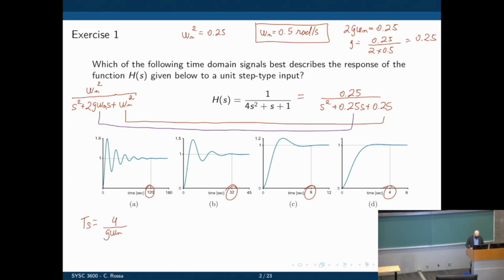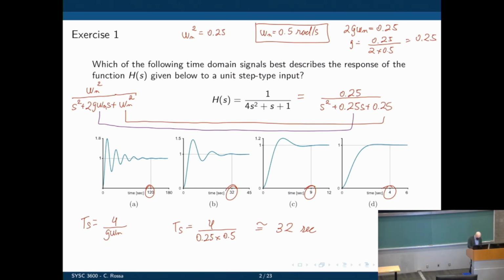So now that we have the damping ratio and omega n, we can find the settling time. Settling time is 4 divided by zeta, 0.25, times omega n, 0.5, and this is approximately 32 seconds. What does it mean? It means that it will take the system 32 seconds for the output to be within 2% of its final value. It will take the system 32 seconds for the output to be between 1.02 and 0.98, because that's 2% of the final value, which is 1. Right? And that's what you can see in figure B.